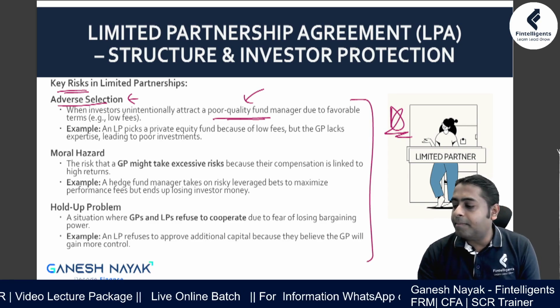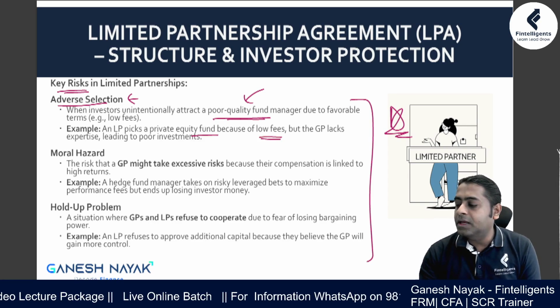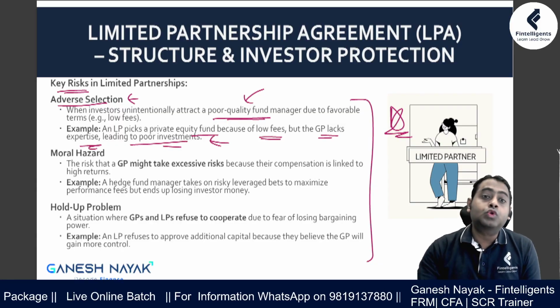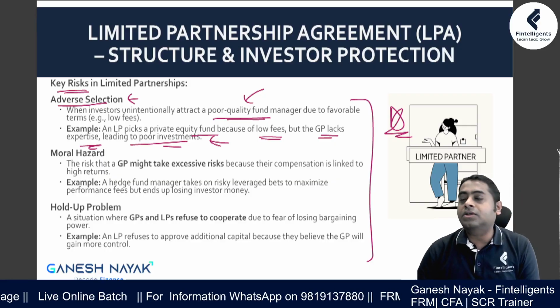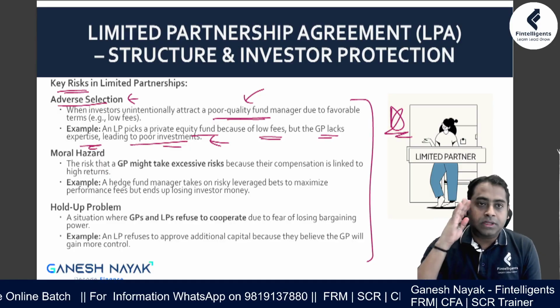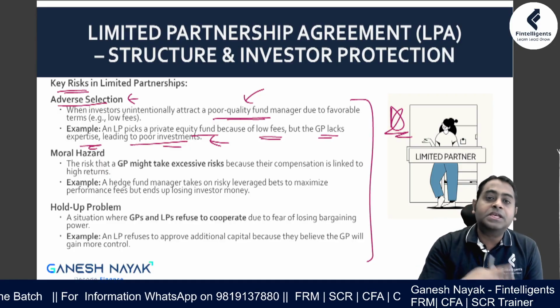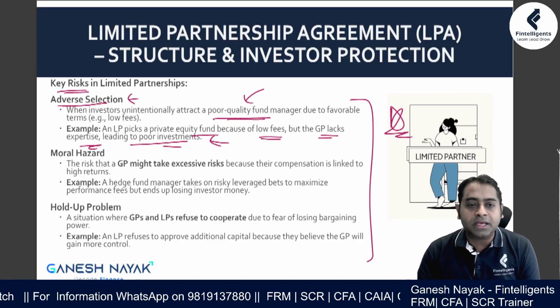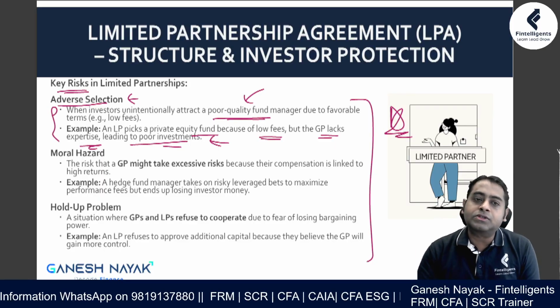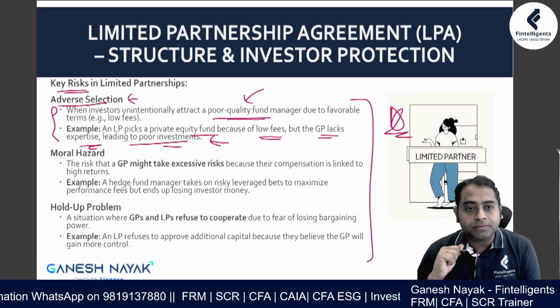Example: an LP picks up a private equity fund because of low fee, but the GP lacks expertise, leading to poor investment. So you might have chosen a fund manager with a low fee, assuming that he'll be able to perform, but he does not have the expertise, and ends up taking a wrong decision. This is very common. Even if you hire somebody in your company, there can be chances of adverse selection.